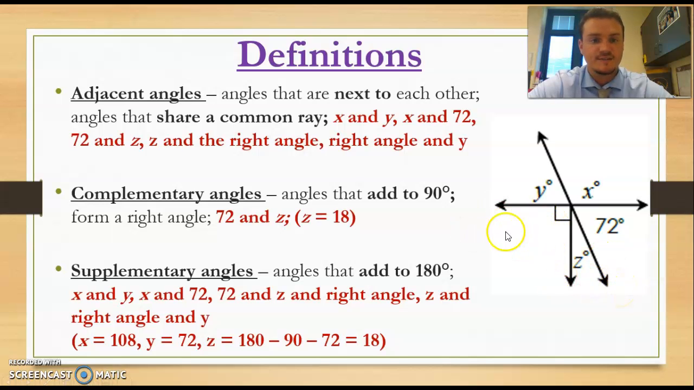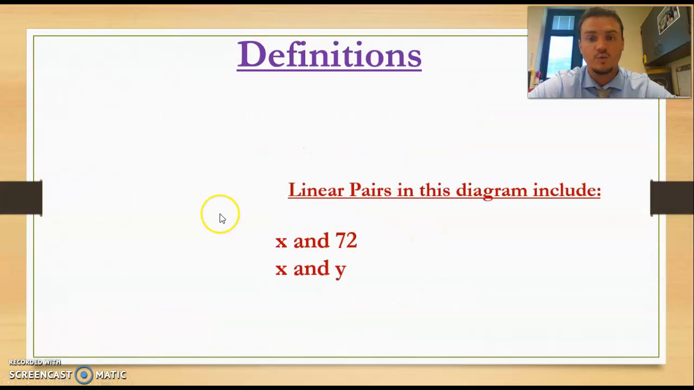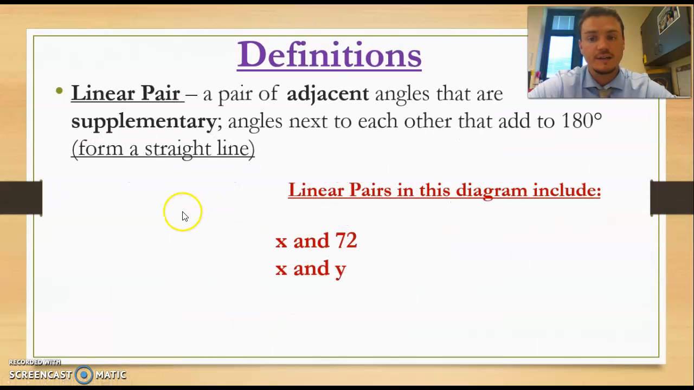We could also think of supplementary as this straight line here would also be 72 plus Z plus the 90 degrees, because all three of these angles together should add up to 180 because this is a straight line as well. Okay, I know this might be a lot to take in, so if you need to rewind and watch it, you can. We're going to move on to what vertical angle or linear pair is.